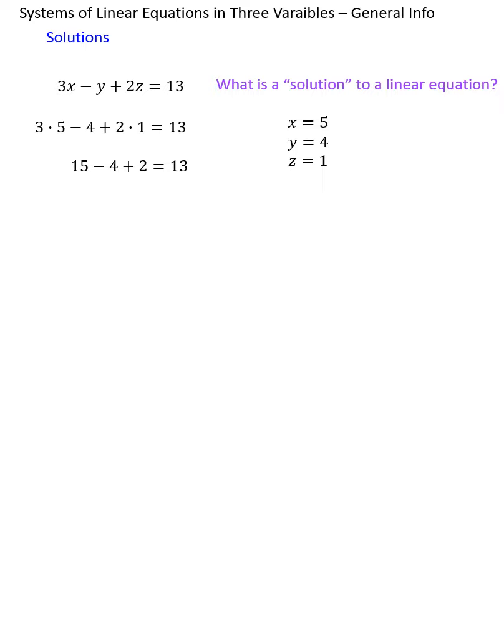You should have just confirmed that this is in fact a true statement. Because it's a true statement, we call x equals 5, y equals 4, and z equals 1 a solution to this equation. You'll also hear the phrase that the numbers satisfy the equation. Satisfy in math just means true. We often write our solutions with parentheses around them and commas to separate the variable values. We would call this an ordered triple because it's 3 numbers and they're in order x, y, z.